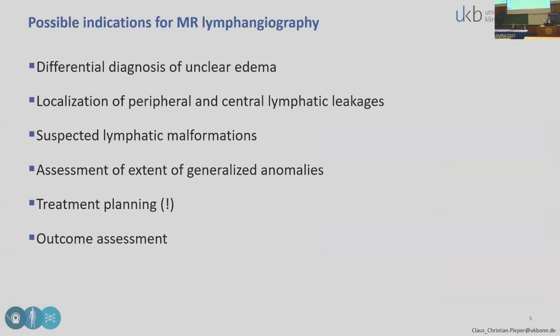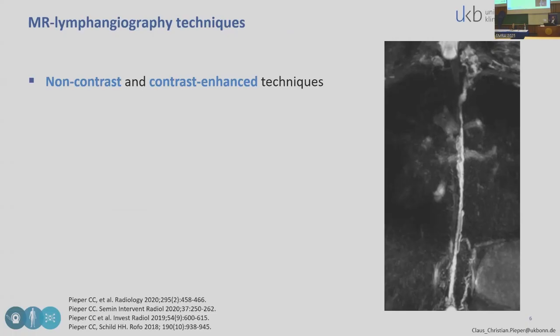What are possible indications for MR lymphangiography? Obviously, the differential diagnosis of unclear edema, but also the localization of peripheral and central lymphatic leakages, and then the more complex cases in patients with suspected or already known localized or generalized anomalies. And in my view, the strength of MR is treatment planning as well as outcome assessment in these patients. I don't want to go into that much detail. I want to show you some cases later.